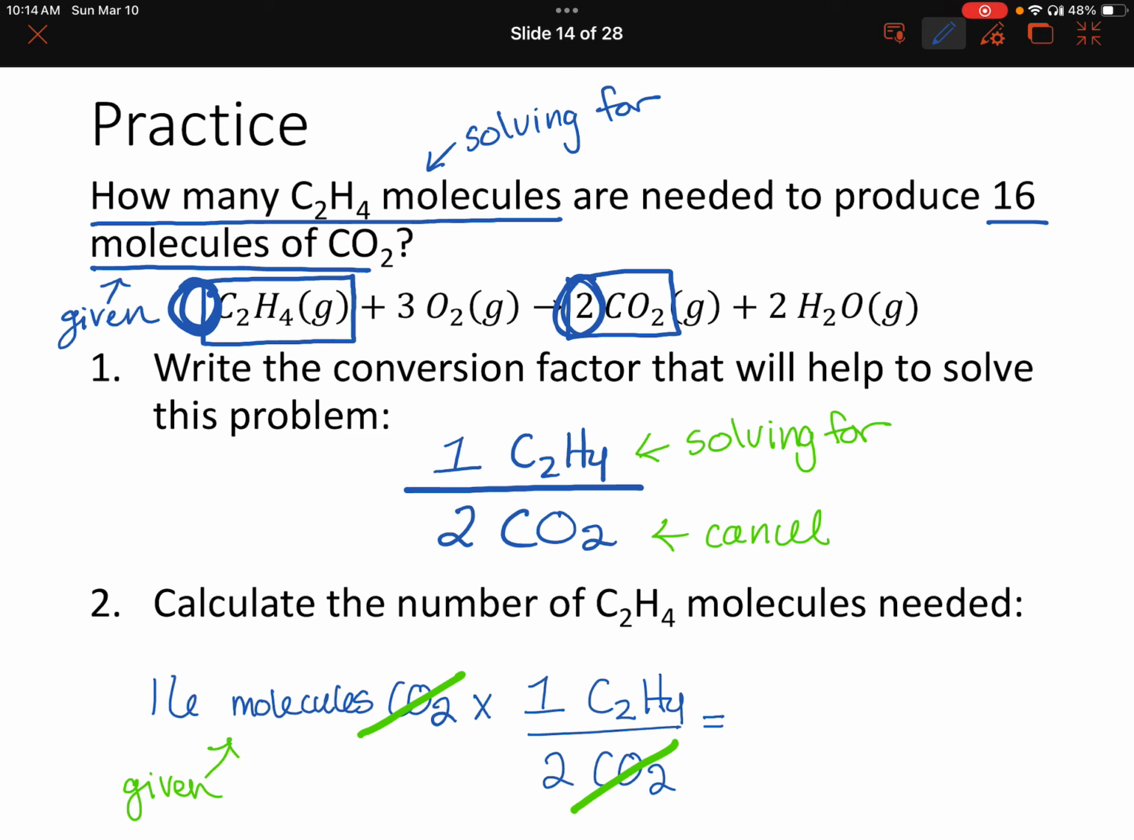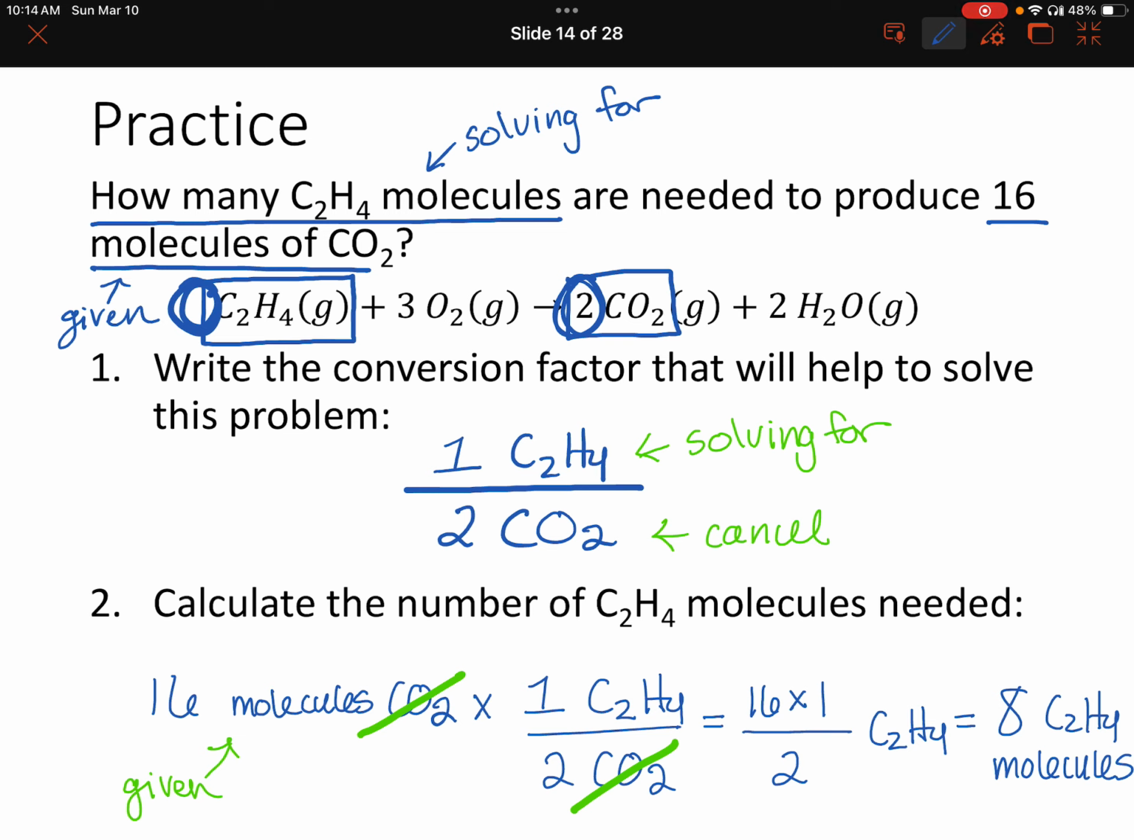And let's simplify the math a little bit here. So if we multiply across the top, that's 16 times 1, and we're dividing by 2. And that will give us C2H4. So really it's just 16 divided by 2, right? So that should give us 8 C2H4 molecules.